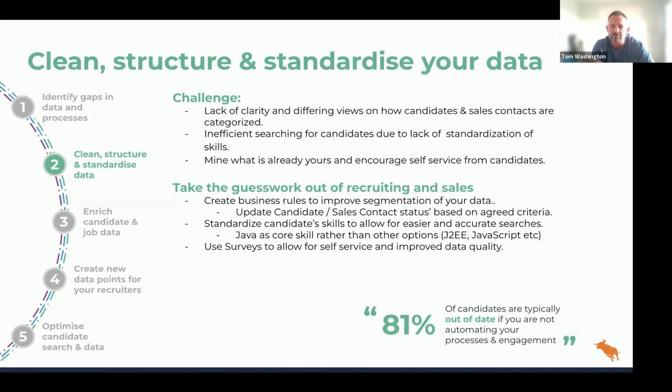The first is creating business rules to effectively control status updates for both candidates and sales contacts, or the company entity when that becomes available soon. Also going to talk about consolidating candidate skills within your ATS data as well. And finally, we're going to talk about general self-service data hygiene options you have within automation.